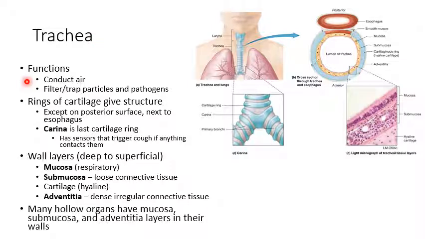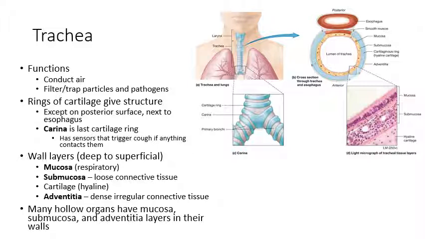Except for the cartilage in the wall of the trachea, the walls are actually very typical for hollow organs. They have 3 layers that are typical, and then the cartilage. So the deepest layer, or the innermost layer, is the mucosa, and for the trachea, that is respiratory mucosa. Then superficial to the mucosa, you have the submucosa, which is loose connective tissue. Then in the trachea, you have cartilage next, and then you have the adventitia on the outside, or the most superficial layer.